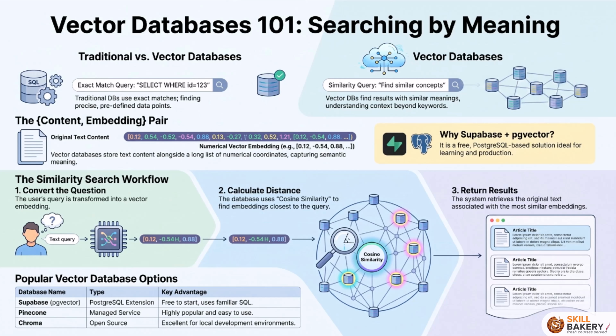To summarize, vector databases enable semantic searching by storing content as numerical embeddings. By using cosine similarity, they identify relevant context effectively. We find Supabase with pgvector to be a fantastic, accessible starting point.